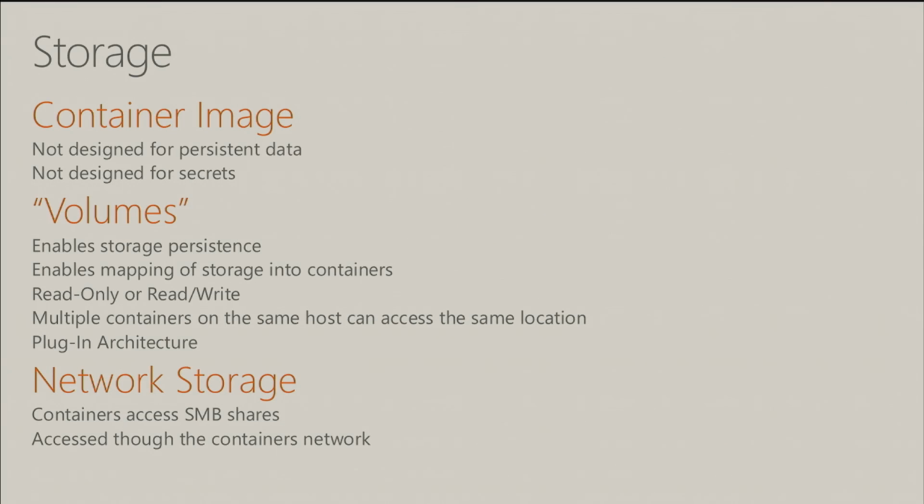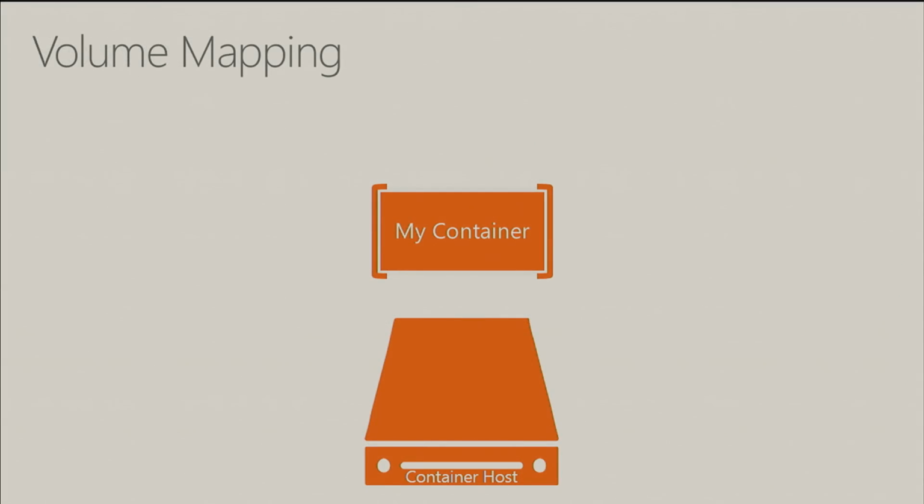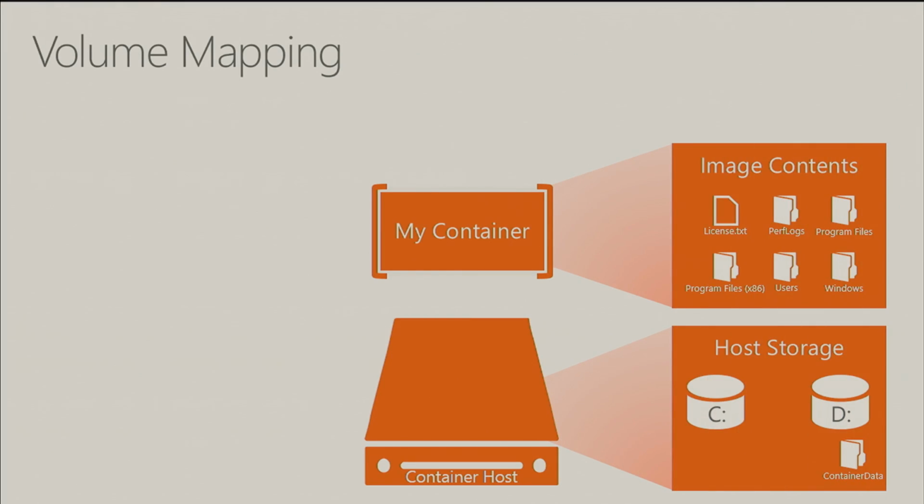Let's double-click on volumes for just a minute, though, because I think this is worth understanding at a deeper level. So we've got our container host, and we've got a container running on it, right? On the container host, we've got a C drive, and we've got a D drive. For the sake of argument, right? And that D drive's got a folder in there called container data.